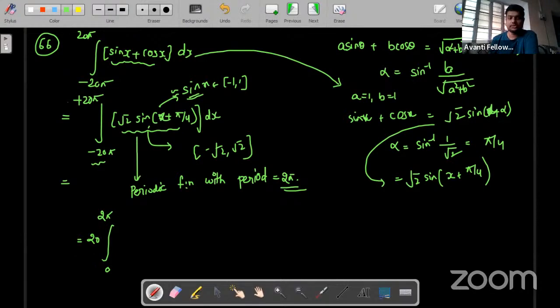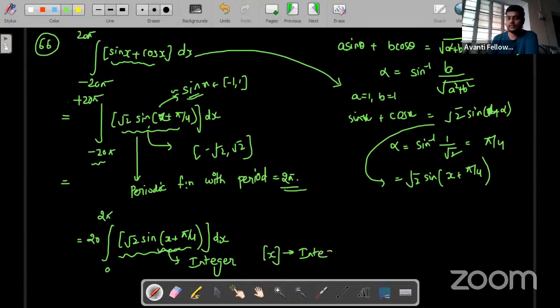So 20 times, over 0 to 2 pi, we'll write root 2 times sine of x plus pi by 4. I hope this part is clear to you. Now we will check on which values of x this complete function takes an integer value, because this is a function which gives integers only. So we will find at which values of x this is an integer, and directly we can substitute that integer instead of this bigger function.